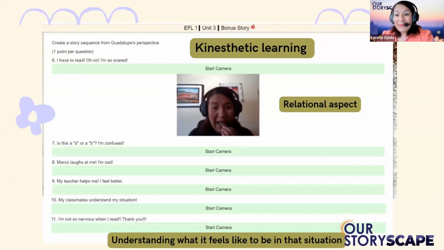You can also do some kinesthetic activities like the one I have here. Can I have Mario? Can you read number 7? The idea of this kinesthetic activity is for one person to read the caption and for a student to either take a picture or act it out, you know, and put themselves in the character's shoes.